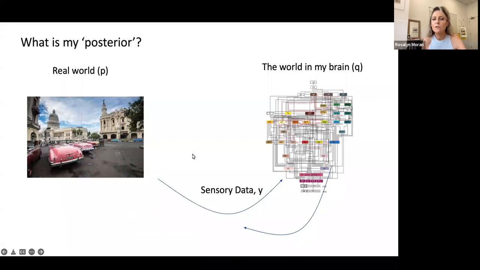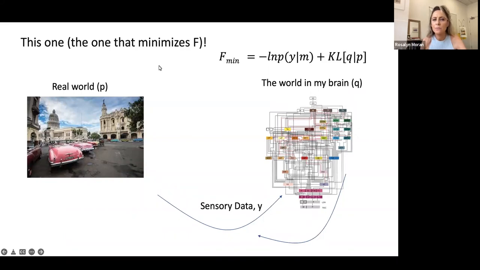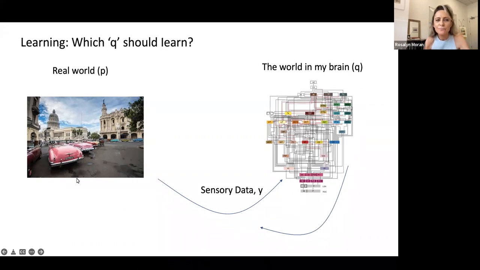And so what is your posterior under the free energy? It's the one that minimizes free energy. And so that way you will minimize incoming surprise, and by making the density in your brain, Q, as close as possible. So we're going to minimize the KL divergence between Q and P, which we can do in a hierarchical sense. So our inference, if we've ever seen a pink car, will tell our brain that this is a pink Cadillac in Havana.